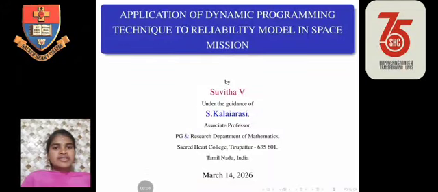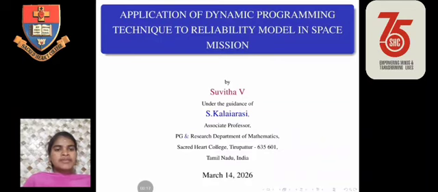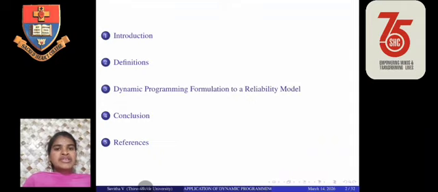Today I am going to present a video under my project topic titled Application of Dynamic Programming Technique to Reliability Model in Space Mission. Now we are going to see introduction, definitions, dynamic programming formulation to a reliability model, and then conclusion.